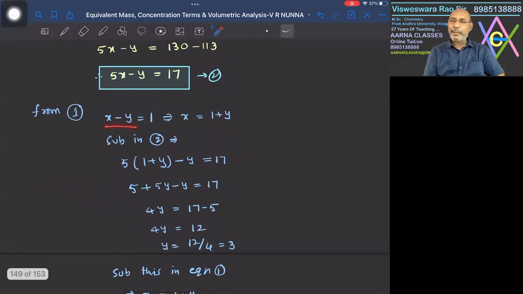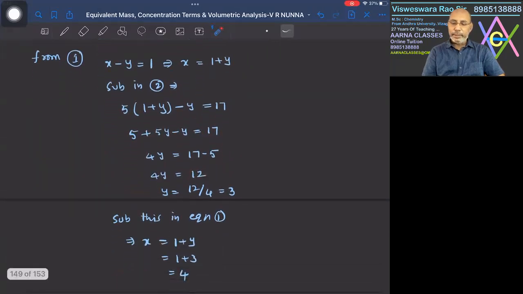So x minus y is equal to 1 is the first equation. I take this y to this side, so x is equal to 1 plus y. This value I substitute here. So 5 into, instead of x, I substitute 1 plus y. Here minus y is already there, 17. I just expand this one, 5 into 1, 5, plus 5y, and minus y. So 5y minus y is 4y. 5 is taken this side, 17 minus 5, that is 12. So 4y is equal to 12, meaning y is equal to 12 by 4, that is equal to 3.